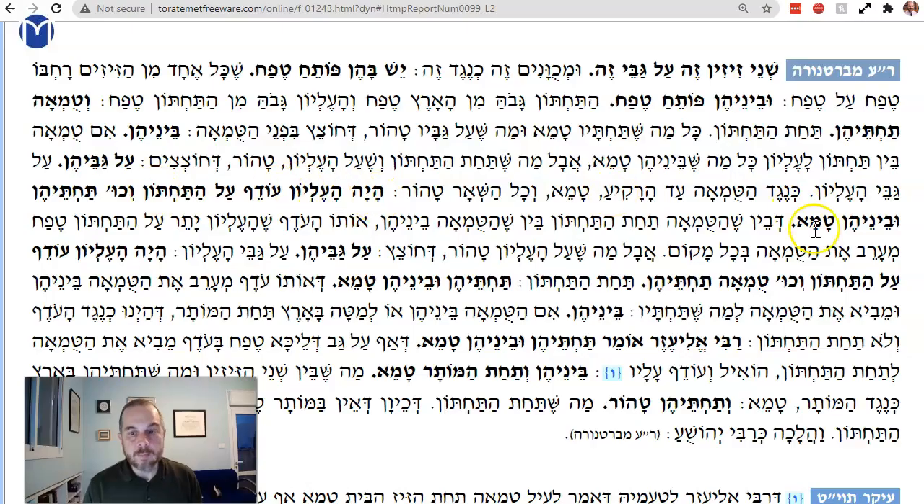If you look at the Bartenura, he says, whether tumah is under the bottom one, or it's between them, that extra tefach protruding mixes the tumah in every case. But anything above the upper one is tahor, because of chotzetz.